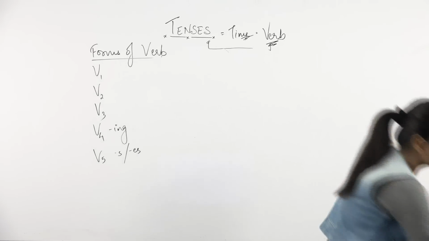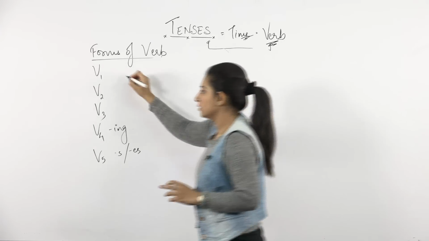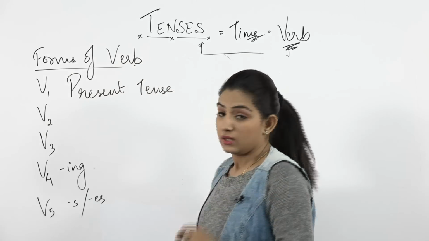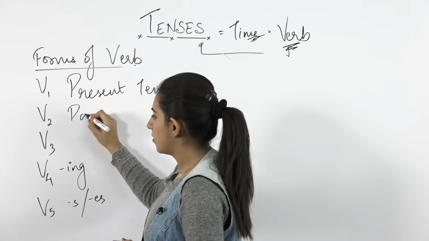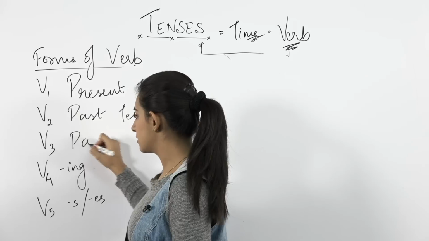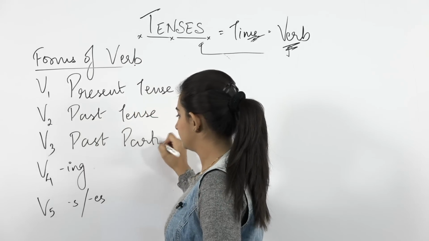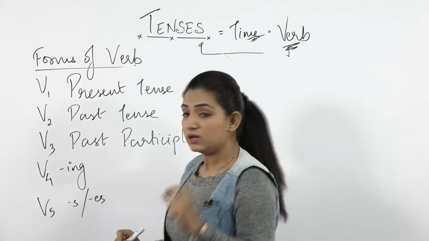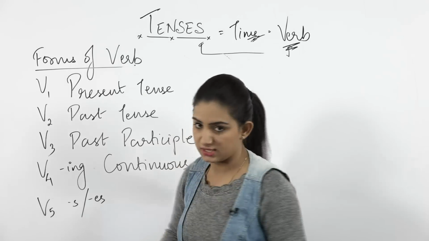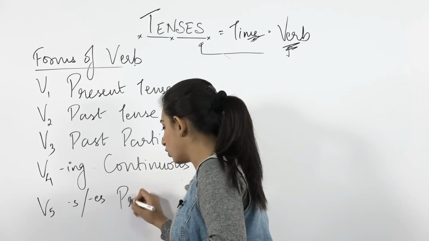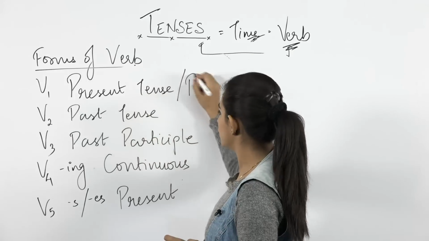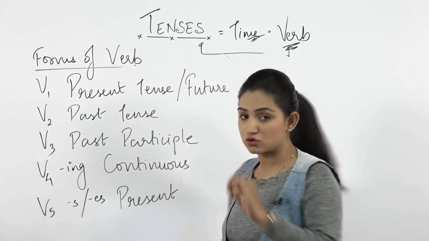Okay. So the verb's first form is used in what tense? It is used in present tense. Fine. Then the verb's second form is in past tense. The verb's third form is in past participle. Then the fourth form is always used in what tense? Continuous tense. And the verb's fifth form is also used in present tense. And I would say the first form is also used in future tense.